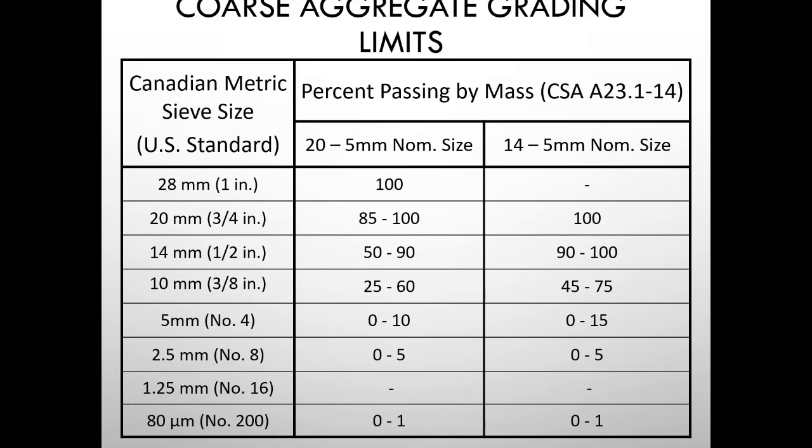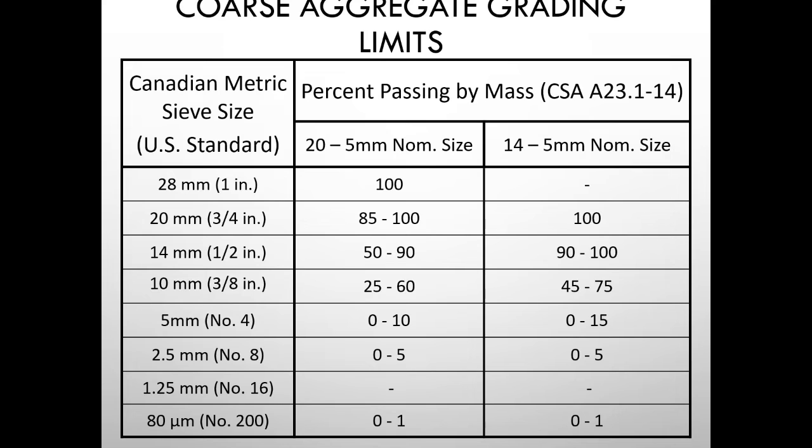Obviously, if we're looking at the 14 to 5 millimeter, you can see that the grading of that material is a lot finer than when we're looking at 20 to 5 millimeter. For our City of Winnipeg pavements, we're going with the 20 to 5 millimeter, and we'll be looking at that when we're doing a concrete mix design.